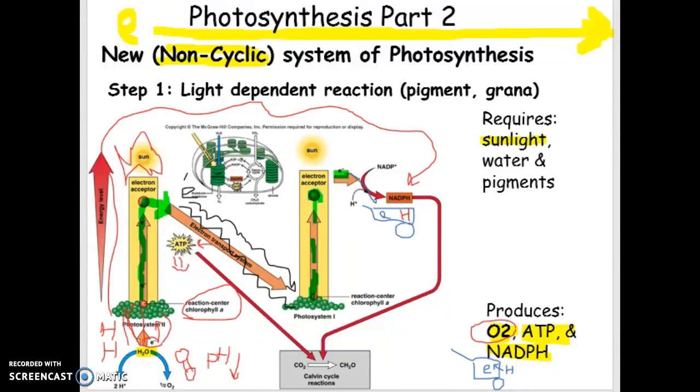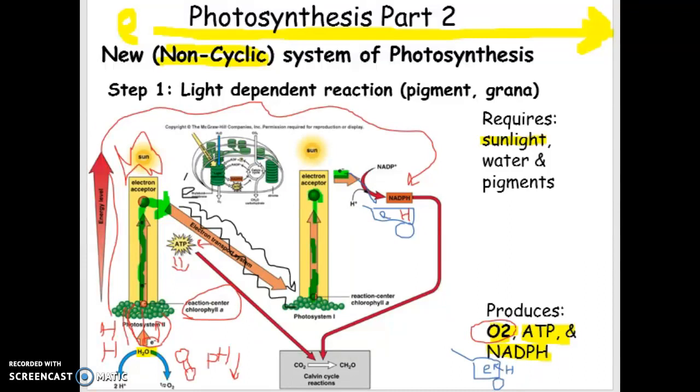That gas can actually physically be seen diffusing out of the cells of plants. So you look at an aquatic plant, and you'll see these little bubbles forming. Those bubbles are oxygen bubbles that are being created because of the rupture of the water here, or the photolysis of the water. Okay, so those are the products of this part of photosynthesis, the non-cyclic system.